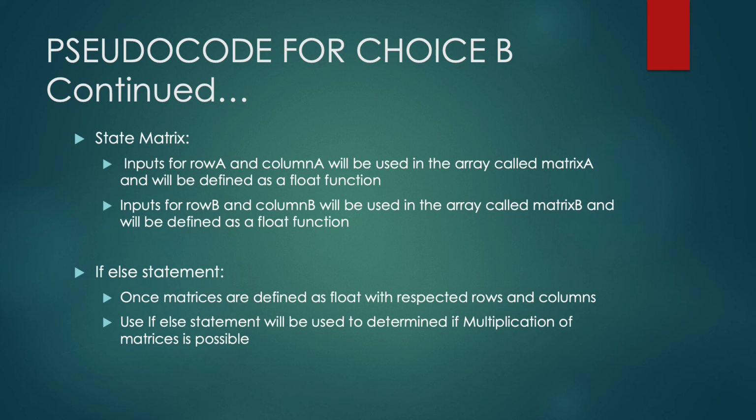After we get the number of rows and columns, we will use row A and column A for the array called matrix A, which will be defined as a float, and the same for column B and row B, which will be used in the array called matrix B. Once the matrices are defined as floats with the number of rows and columns desired by the user, we will use if statements to determine if the multiplication of matrices is possible.